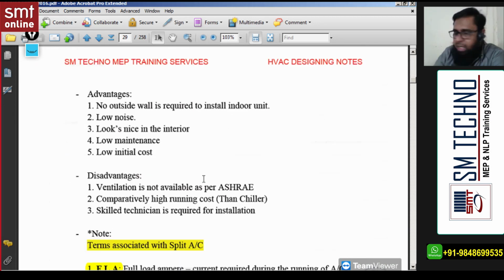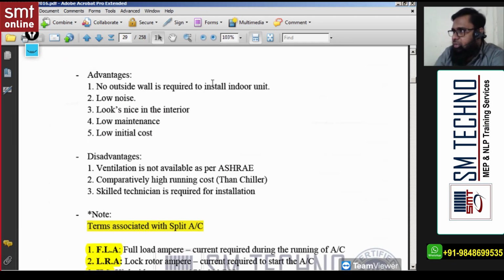Next, you see the advantages of high wall type. No exposed wall is required, like a window, because the outdoor unit we are placing completely outside. We only need to run the copper pipe through the wall or through the slab as per the clearance available, and we can connect to the indoor. So we can install the high wall type FCU on any wall, even on a partition wall also. Next, noise is less because the compressor is completely outside. It looks nice in the interior compared with the window. The high wall is good from the interior point of view, but again, if you compare with high wall, the cassette will have more advantage.